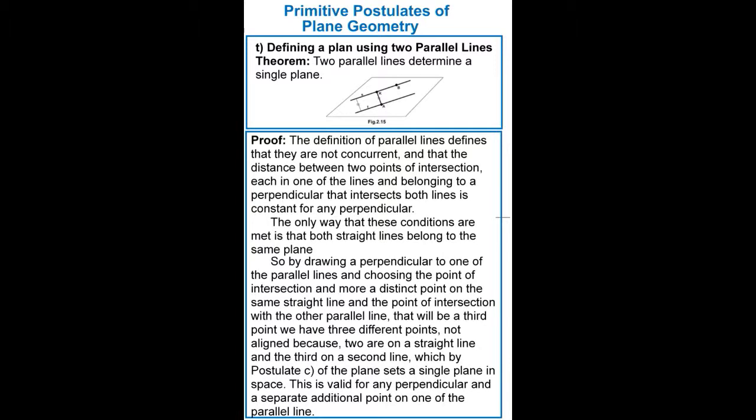This situation returns to the postulate already presented in the previous lesson. That postulate states that by 3 different and non-collinear points passes only a single plane. This proof is valid for any perpendicular to 2 parallel lines and a different additional point in one of these parallel lines.